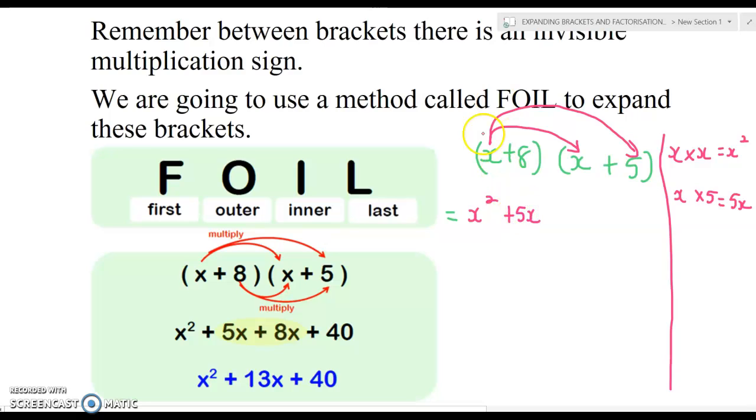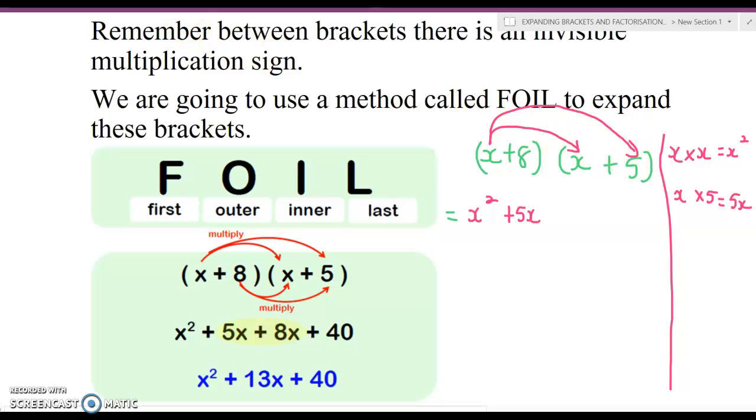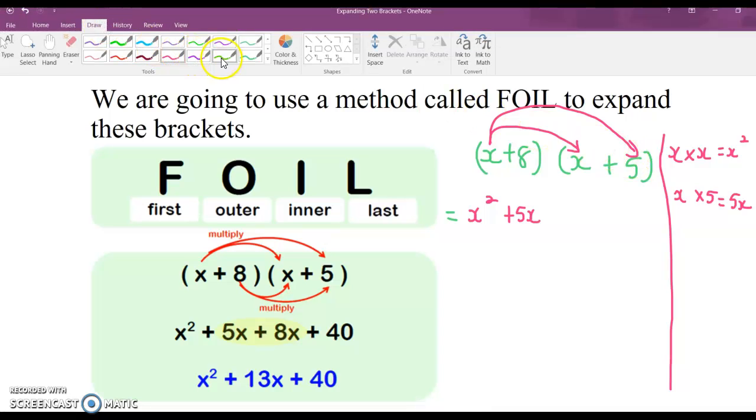So let's go over what we did there. X times x, so the first term in the first bracket by the first term in the second bracket, so that's x by x. Then plus the first term in the first bracket times the outer term in the second bracket. Good. So we already did that there.